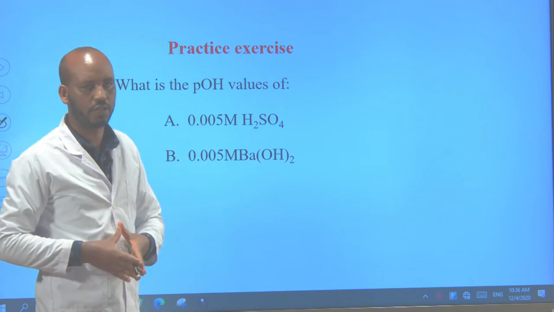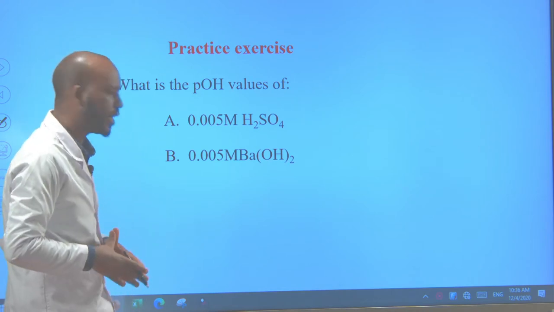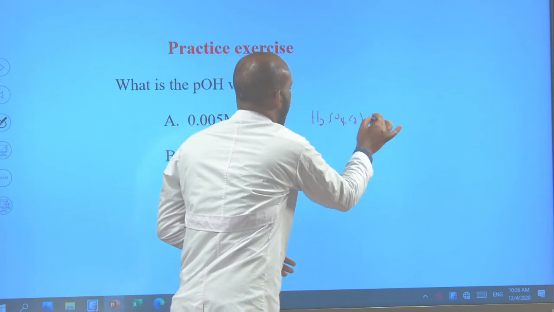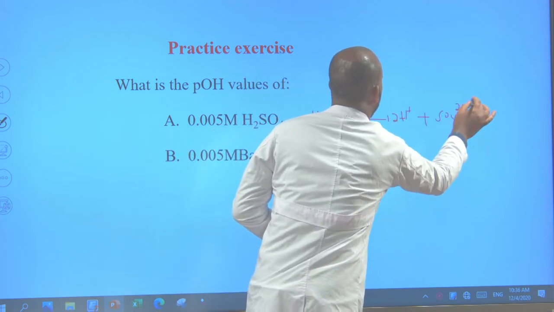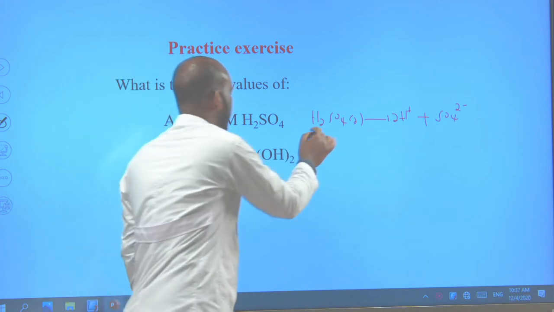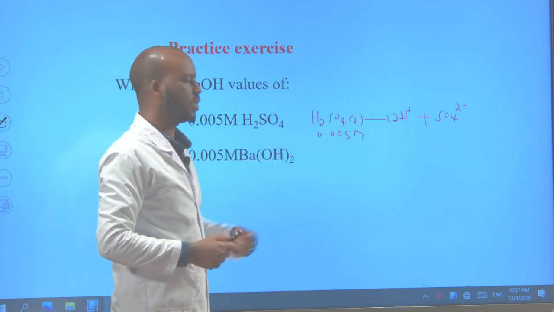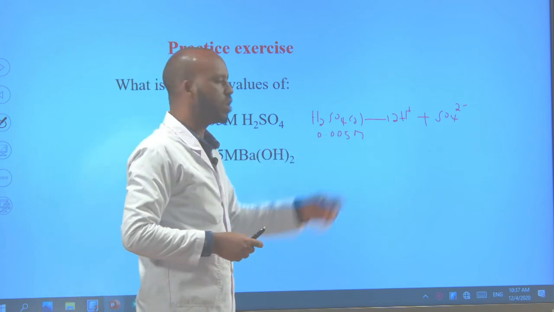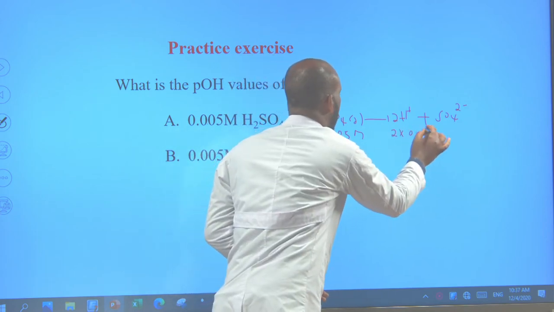0.005 molar sulfuric acid. Sulfuric acid is a strong acid, completely dissociates. Sulfuric acid, H2SO4, completely dissociates into 2H+ plus sulfate, SO4 2-. Concentration of sulfuric acid is 0.005 molar. 1 mole of sulfuric acid gives 2 mole of H+ ion. 0.005 mole in 1 liter of the solution gives two times 0.005 mole.